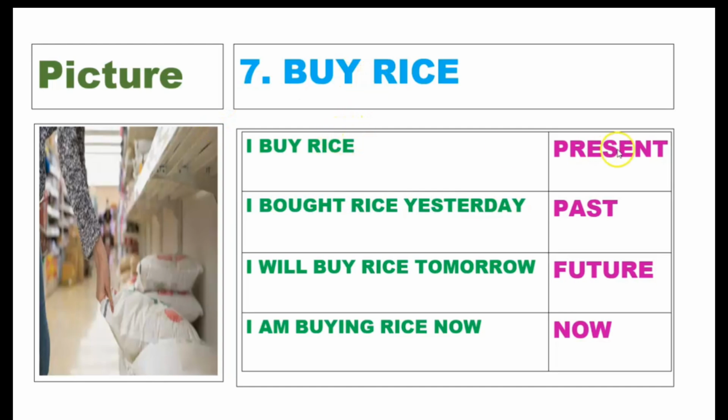I buy rice. Present tense. I bought rice yesterday. Past tense. I will buy rice tomorrow. Future tense. I am buying rice now.